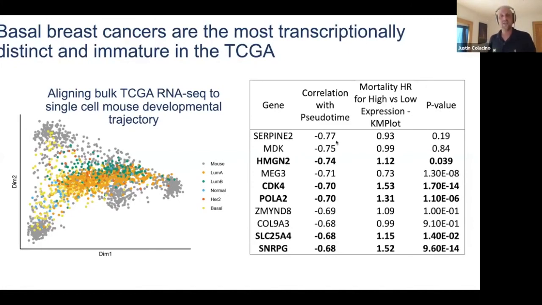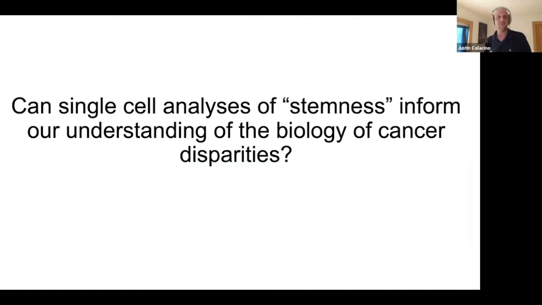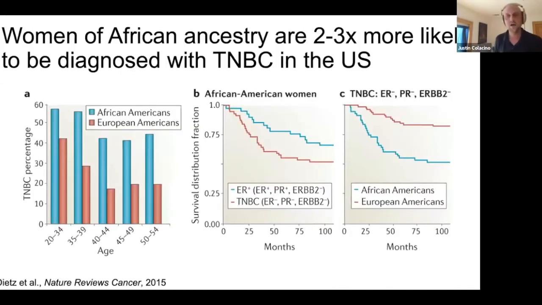And we can see that a lot of these genes have a positive association with poor outcomes in breast cancer patients. So this gives us another idea that we're dealing with some really aggressive breast cancers that have reacquired stemness. And so next we wanted to see, can we start to translate these findings into understanding the biology of cancer disparities?